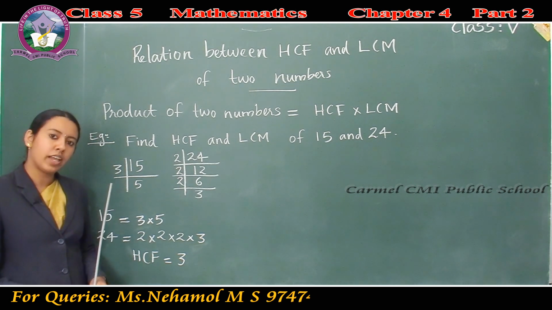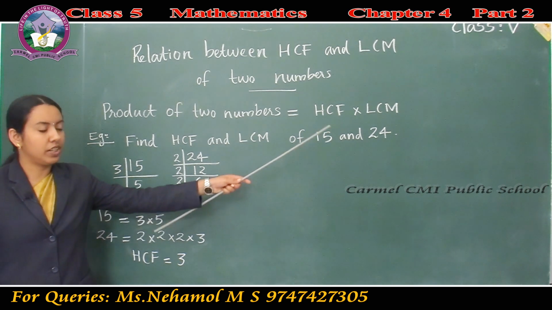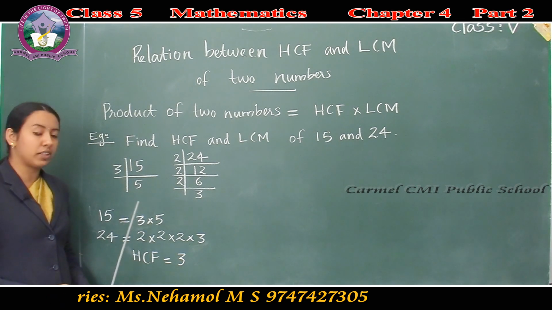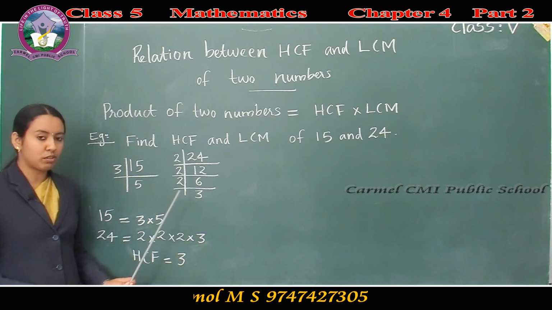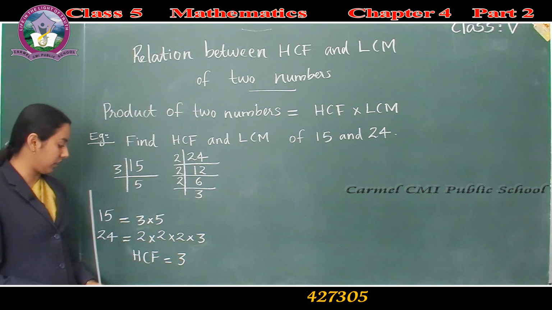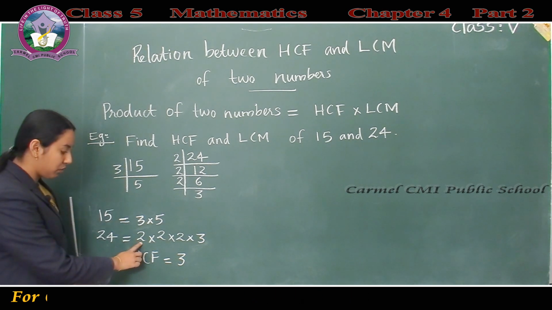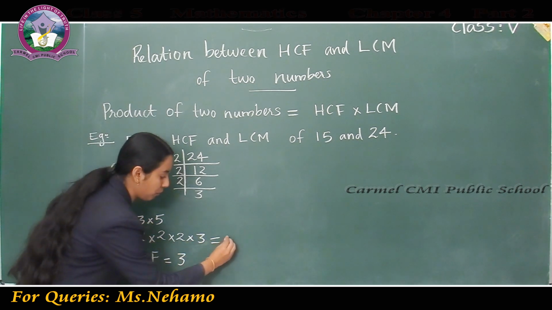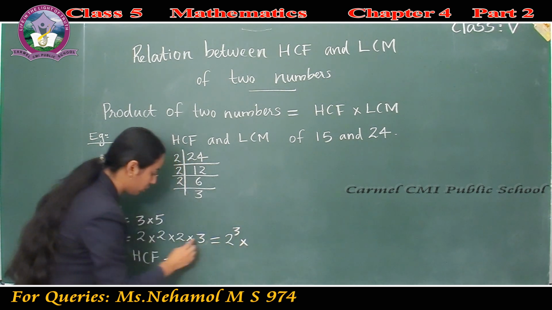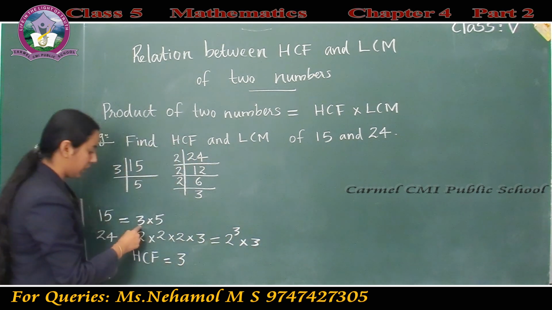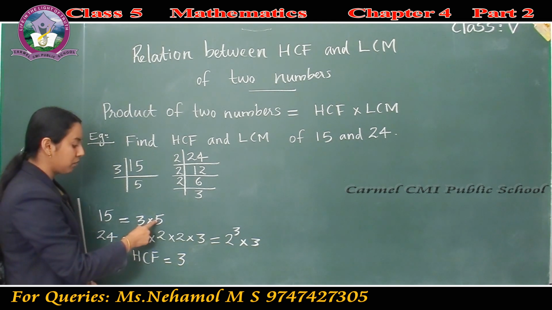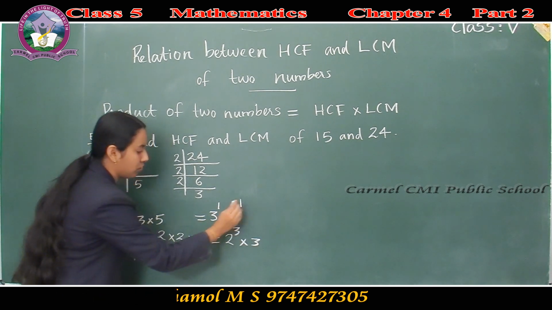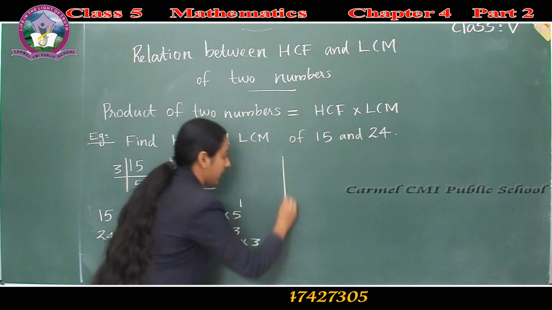Now we have to find the LCM of 15 and 24. Then what is the method? By the prime factorization method, LCM is equal to the product of the highest power of all factors. For that we can write 24 as 2 multiplied 3 times, so this is equal to 2 raised to 3 into 3. And what about 15? Here 3 is only one time, 5 is also one time, which is equal to 3 raised to 1 into 5 raised to 1.